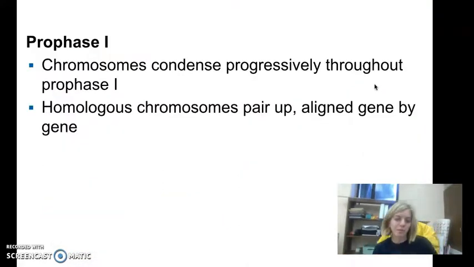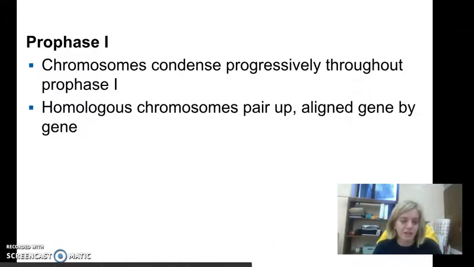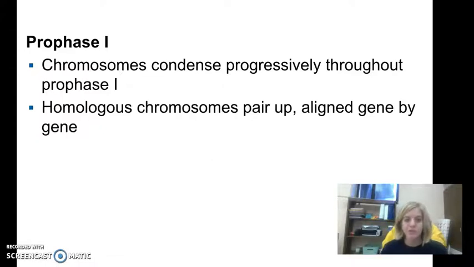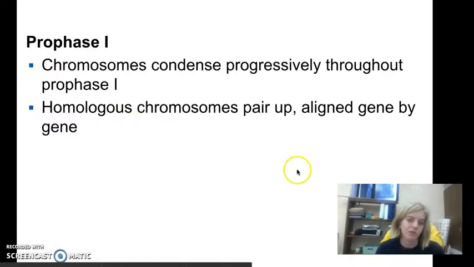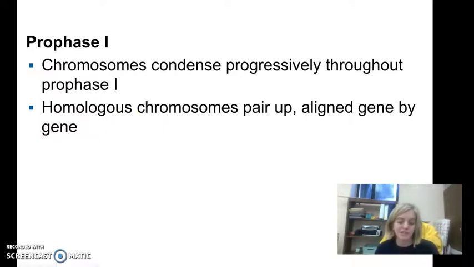One of the most important stages in meiosis is prophase 1. Similar to prophase in mitosis, your chromosomes condense, but what's also important in meiosis is that the homologous chromosomes pair up, and they align themselves based on the genes that they code for.